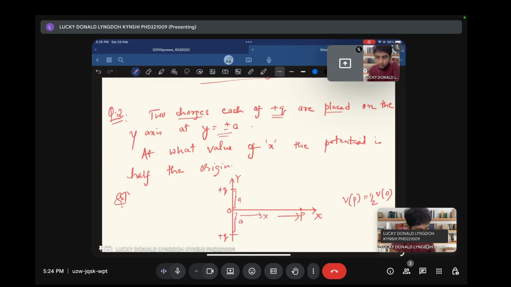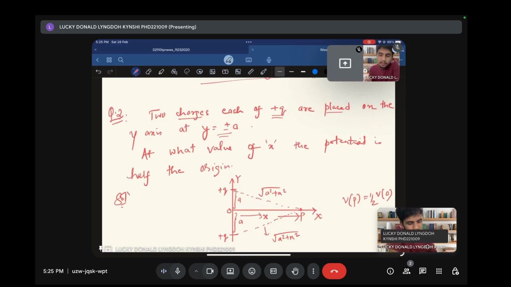So if I want to extend the distance here, what is this? This is equal to simply root over of a square plus x square using Pythagoras theorem, because this is x and this is a, so you'll get x square plus a square. Similarly here also, this is root over of a square plus x square. Why do I need this? It's because you have to calculate the potential.